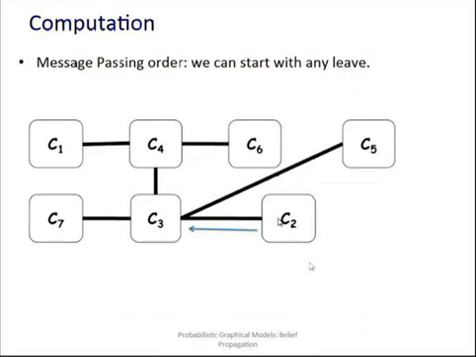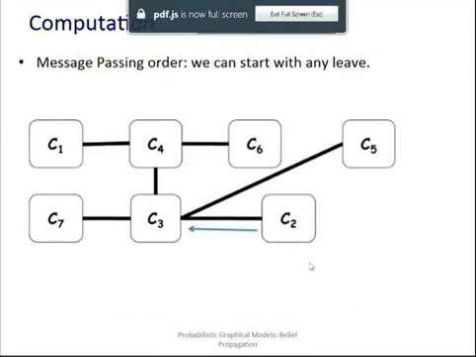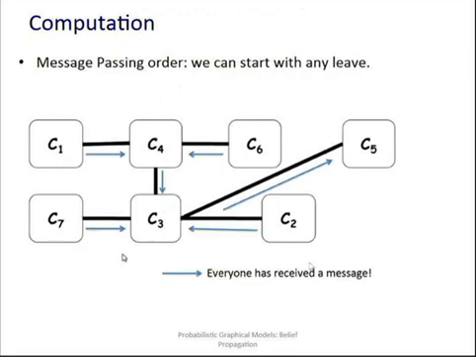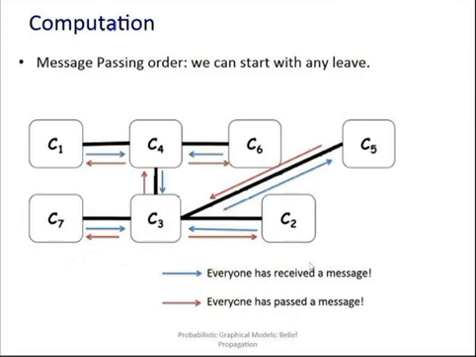So the order doesn't matter. It's not as sensitive as the one we talked about with cycles, where it depends on where you start and which ones you pick up. Now you can start with any leaf. If I start with 2 and I whisper to 3, 3 has to wait for all of the messages before it can talk. So we'll start with other leaves, and we eventually get all messages and then go the other way.